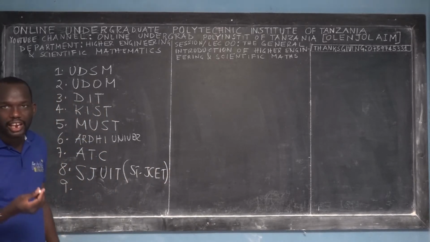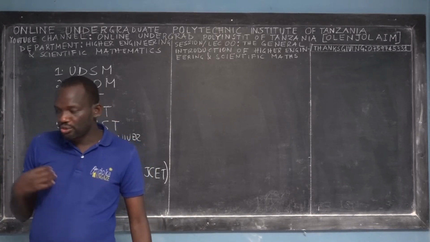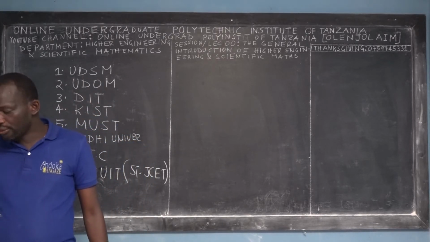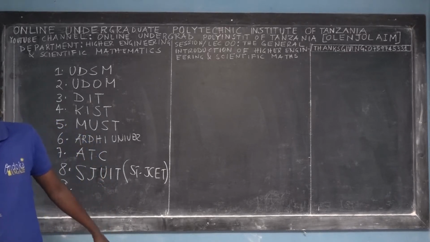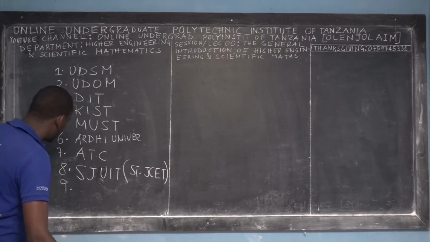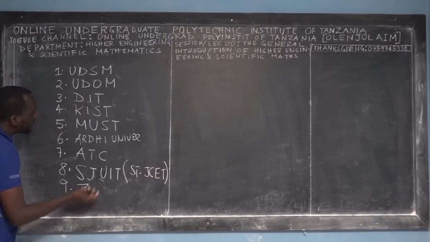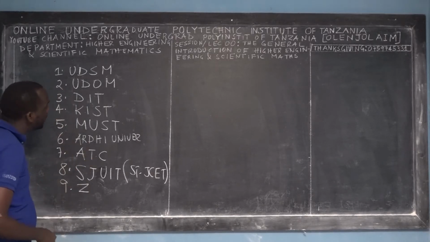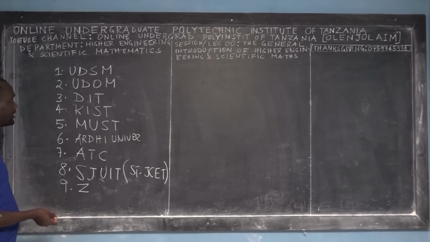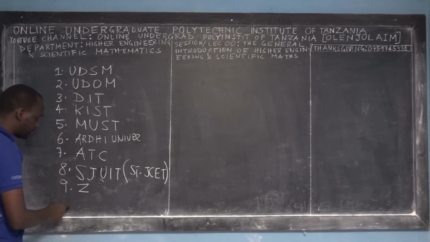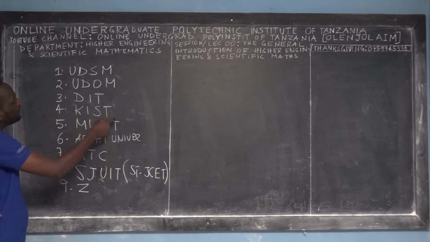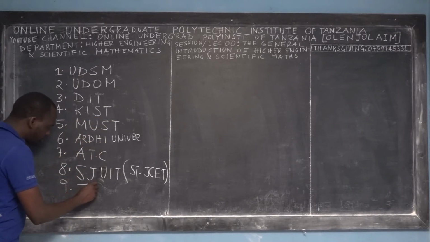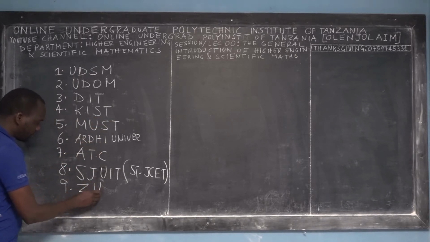So I would like to mention 10 institutions or colleges or universities in Tanzania that are offering engineering courses and scientific courses, and they have departments of engineering and scientific mathematics. They call it general study. Some of the institutions, for example, the Institute of Technology. So also you have Kistit, meaning the Karume Institute of Science and Technology. Also you have Zanzibar State University.